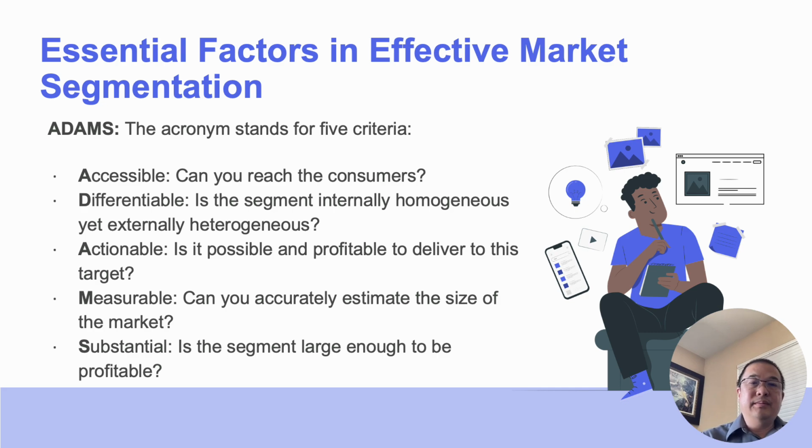Number 4, measurable. The question is, can you accurately estimate the size of the market? The company should be able to measure number of customers, income, purchasing power, market size, and buying frequency. As an example, a company can estimate how many college students live in California, the average income of retirees. If the company cannot estimate the market, planning becomes very difficult.